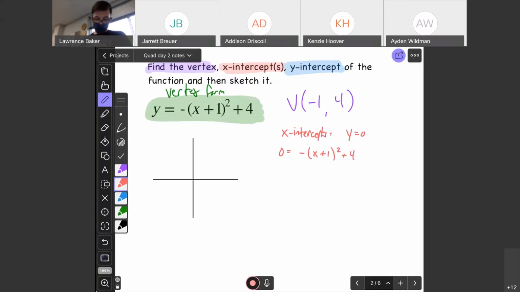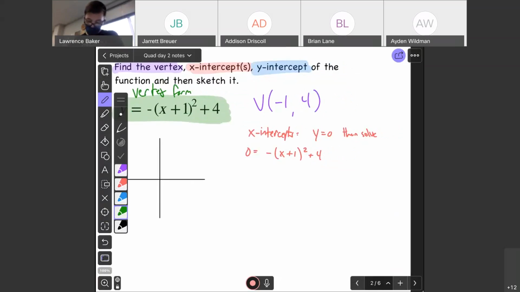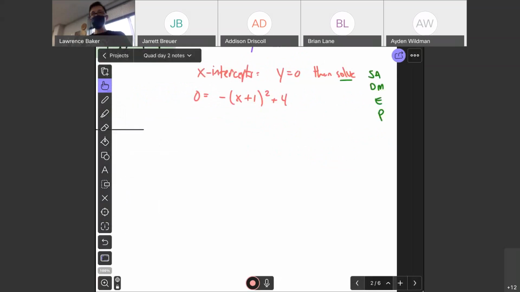Brian, did you say something? I said, is it 0, 4? No, it's not 0, 4. So we're trying to figure out what x is. Okay, so we set y equal to 0. Now we need to figure out what x is. That means we need to solve. And because we're solving, we're going to follow SADMEP. We know about x-intercepts, which is that the y value is 0, and then we solve for x. We're going to use SADMEP to do that.